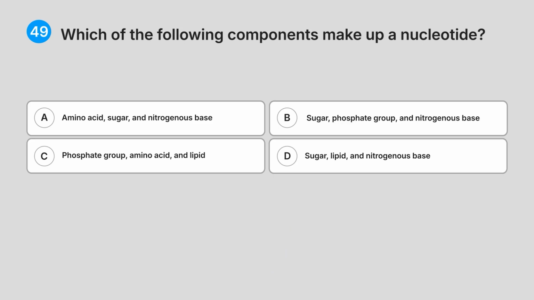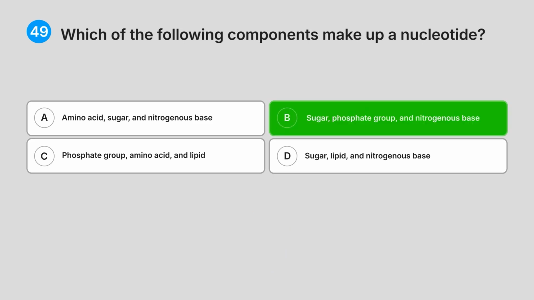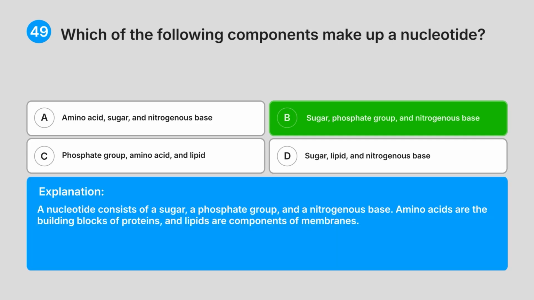Correct answer, B. Sugar, phosphate group, and nitrogenous base. Explanation. A nucleotide consists of a sugar, a phosphate group, and a nitrogenous base. Amino acids are the building blocks of proteins, and lipids are components of membranes.